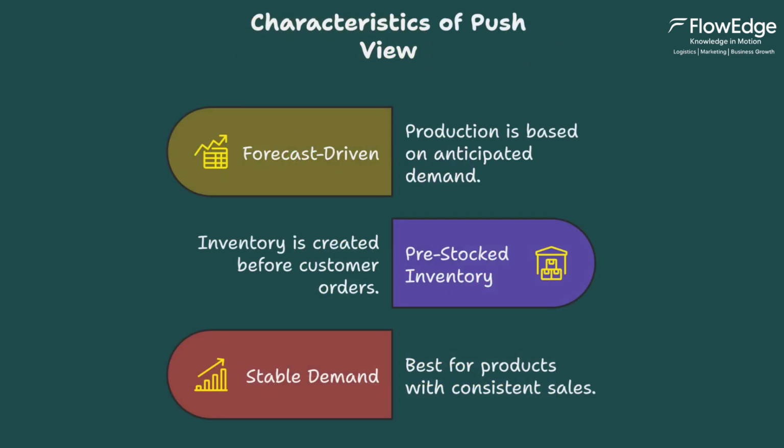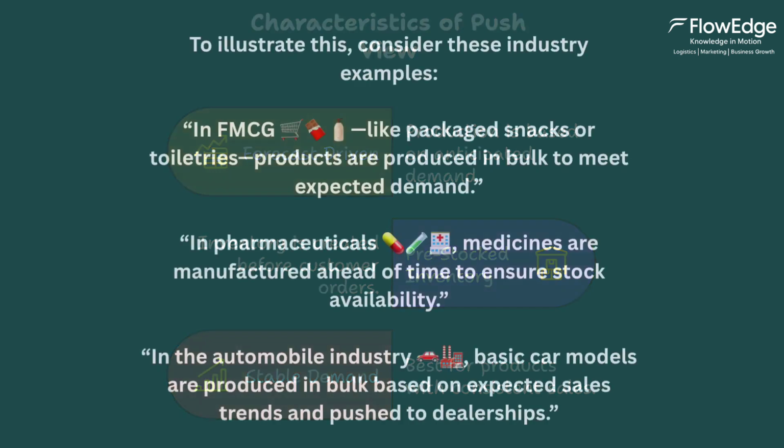First, production is forecast driven. Companies rely on historical data and market trends to estimate future demand and plan their operations accordingly. Second, inventory is built in advance of demand. Products are manufactured and stocked before customers place orders, ensuring availability when needed. Third, this model is suitable for products with stable demand such as everyday consumer goods, where consumption patterns remain relatively consistent.